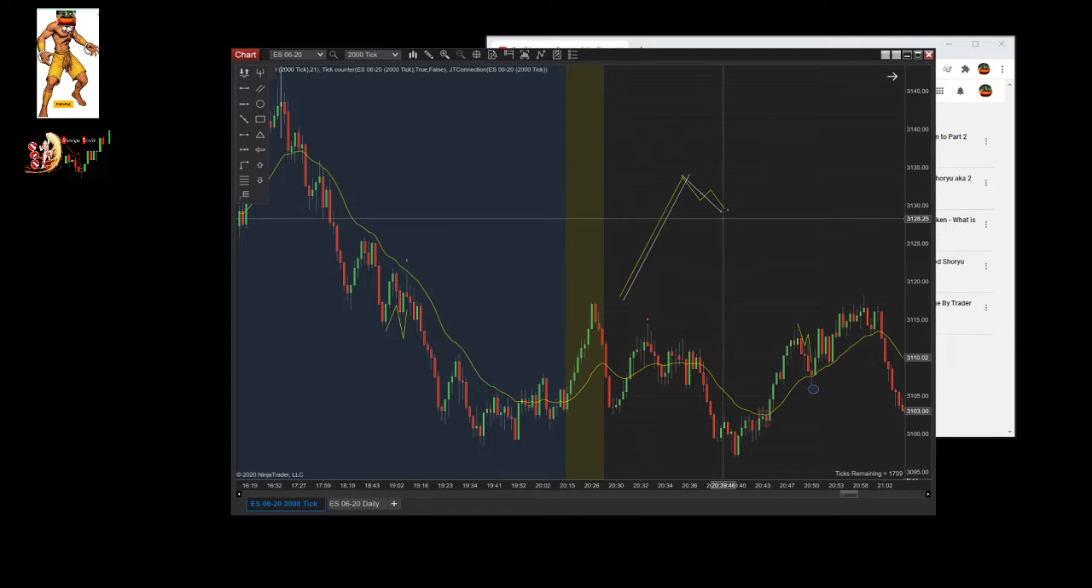This is how you play with the direction on an upside. On the flip side, of course, it's the reverse. You will wait for a short-term trend line like this, and then your price will come down.